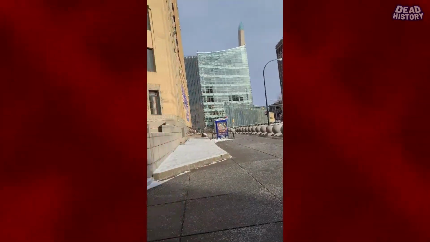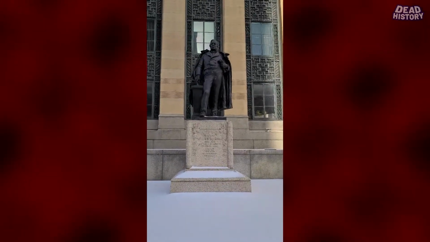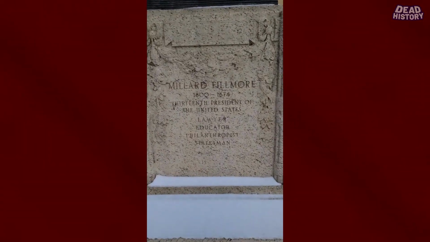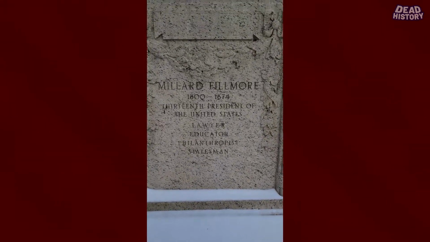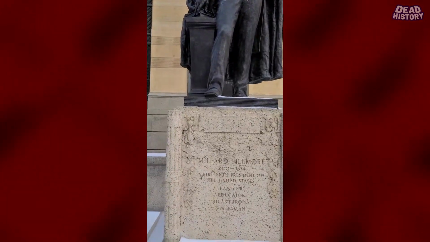Take a look. Hey guys, TJ here, and I'm actually standing on the steps of City Hall here in Buffalo, New York. And behind me, that is a statue of the 13th President, Millard Fillmore. Let me flip you guys around here. So there you go. The 13th President of the United States, Millard Fillmore. Lawyer, educator, philanthropist, and statesman. And there he is, Millard Fillmore. Pretty cool. Pretty nice statue, actually. Really nice.